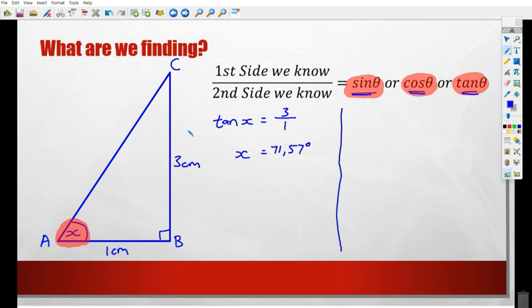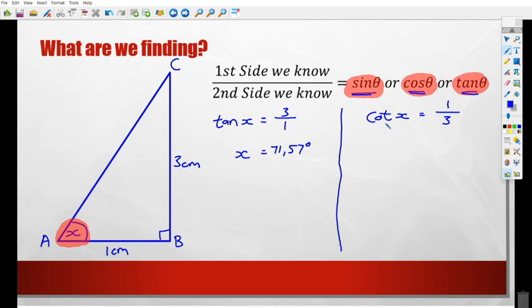I see that I've got an opposite side and an adjacent side, but I chose to use adjacent over opposite. Adjacent over opposite is the inverse of tan, which is cot of x, and that is 1 over 3. So I chose to do that, but I don't have cot on my calculator. I don't have the inverse of cot, or cot to the -1, on my calculator. So I need to do something.